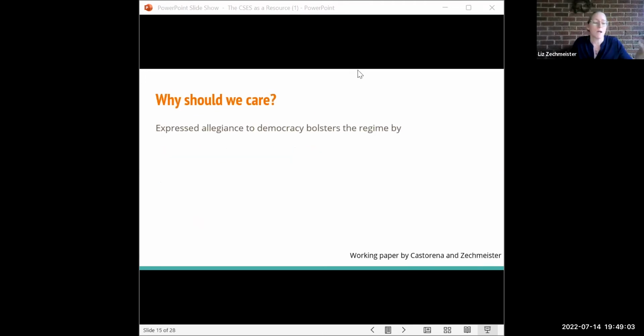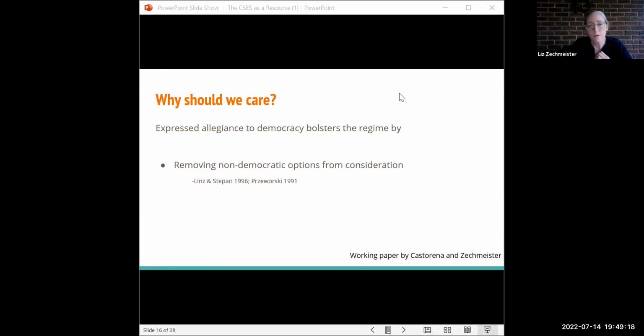So why might we care? We might care about whether or not elections shape expressed allegiance to democracy for a couple of reasons. One of these is that the extent to which the public is committed to democracy as a regime type removes non-democratic options from consideration, at least from explicit consideration by political leaders. So it reduces, we might say, the room to maneuver towards explicitly undemocratic policies.